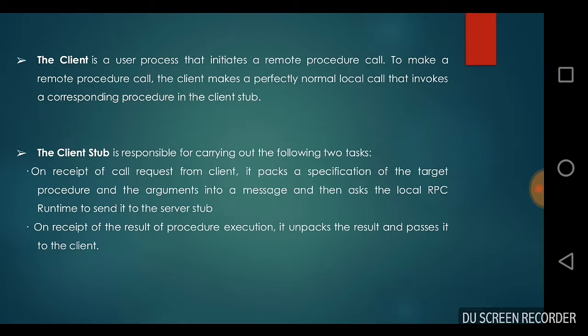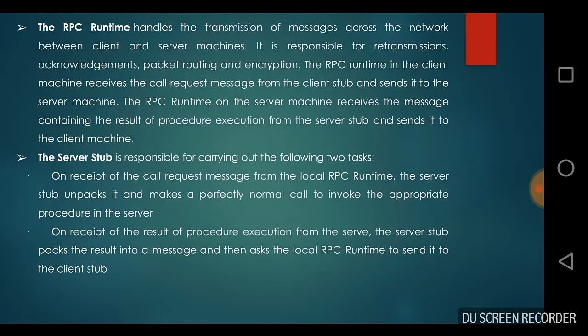The client will call the procedure and it will make a perfectly normal local call that invokes a corresponding procedure in the client stub. The client stub is responsible for carrying out 2 tasks. On receipt of a call request from the client, it will pack a specification of the target procedure and the arguments into a message and then ask the local RPC runtime to send it to the server stub. On receipt of the result of procedure execution, it unpacks the result and passes it to the client. The first step is known as marshalling and the second step is known as unmarshalling the data.